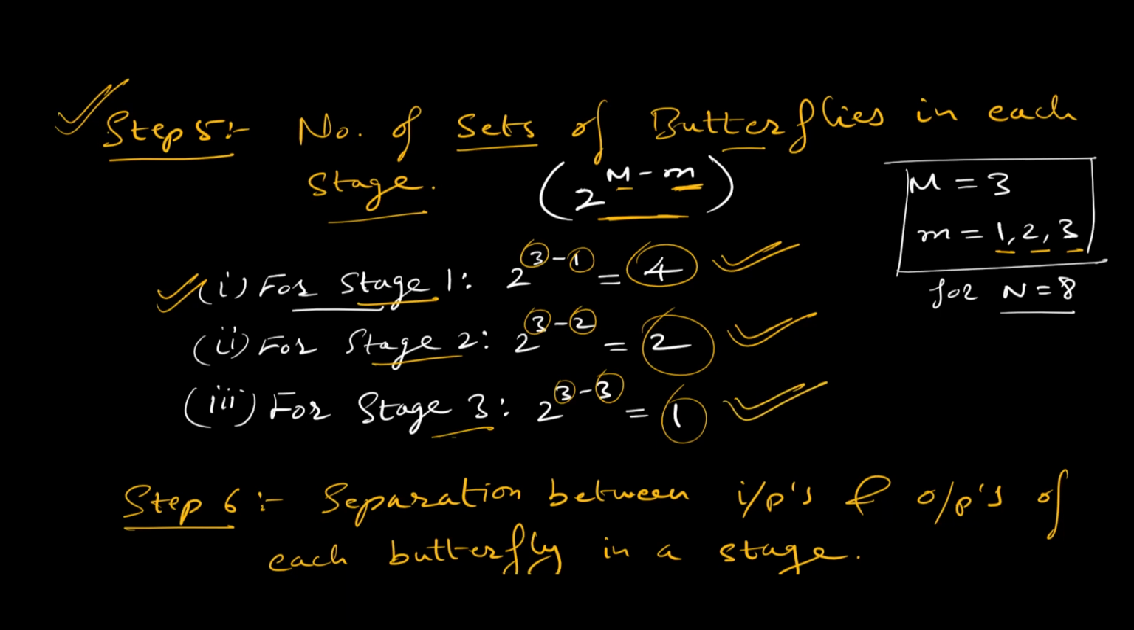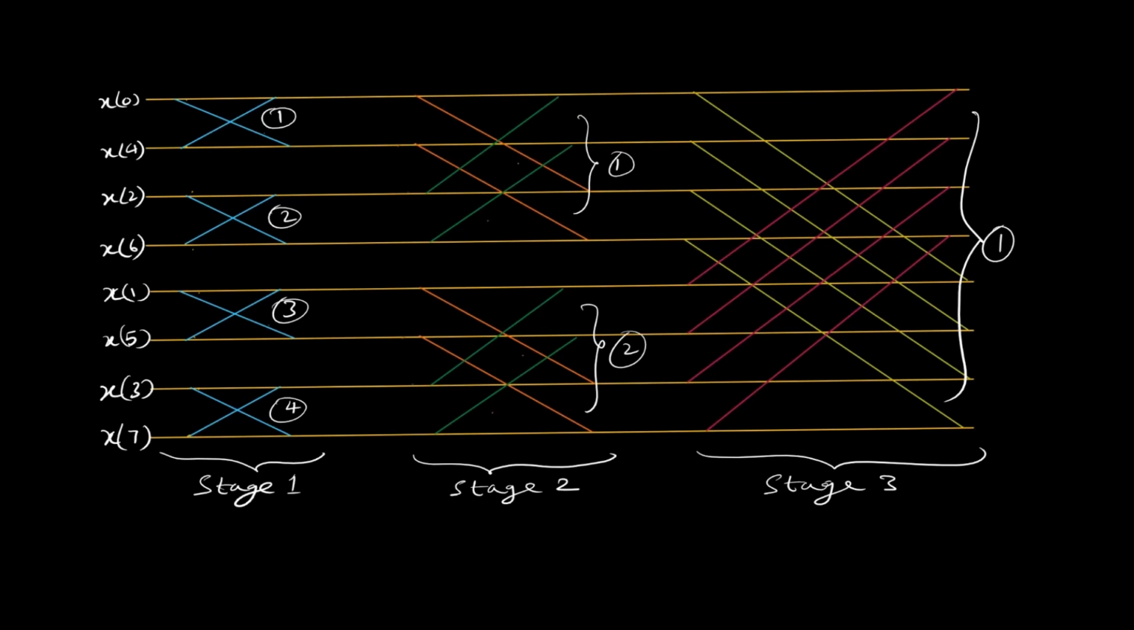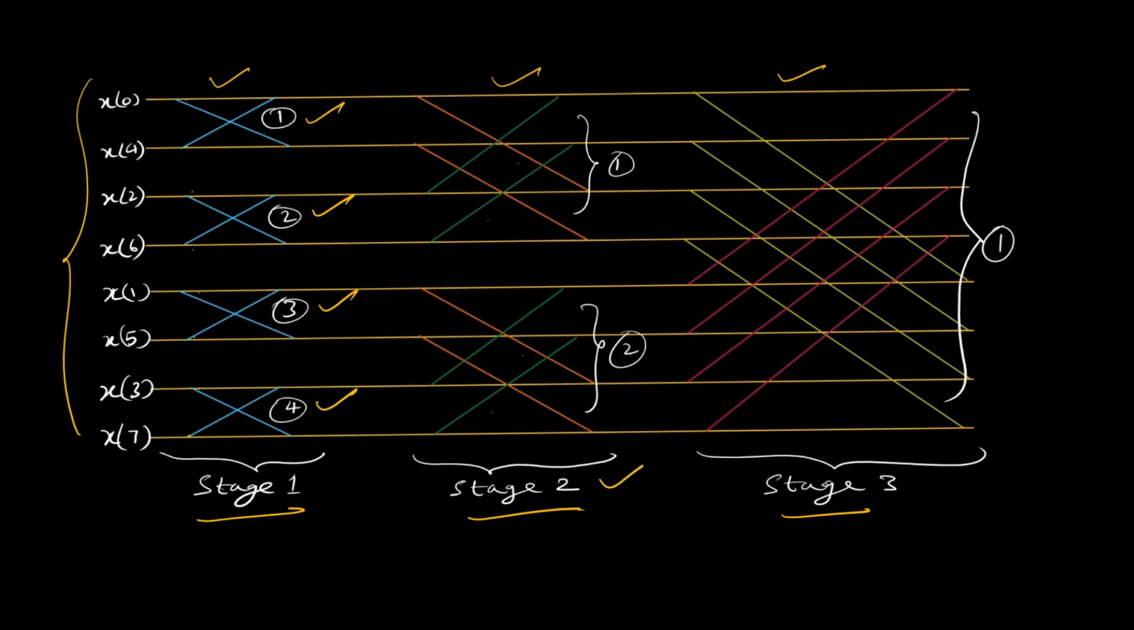So here's a butterfly diagram. I've already marked the inputs, and stage 1, stage 2, stage 3. So these are my butterfly stages. Now for stage 1 we have already calculated that it will have 4 sets of butterflies, and as you can see, there are 4 sets of butterflies. Likewise, for stage number 2 we'll have 2 sets of butterflies, set number 1 and set number 2. For stage number 3 there will be only 1 set of butterfly.